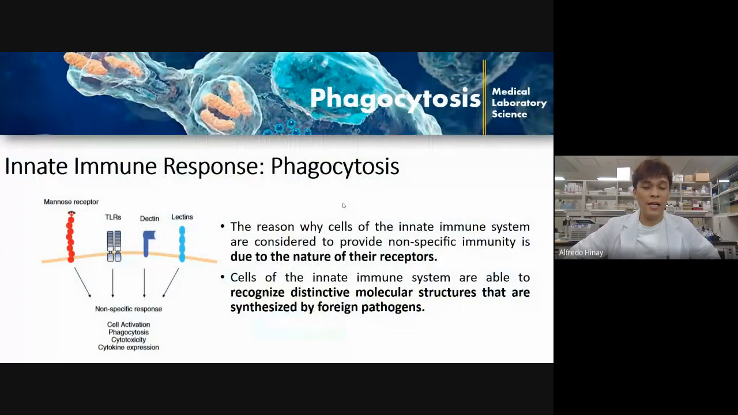As I mentioned earlier, phagocytosis is still part of your innate immune response. The reason why cells of the innate immune system are considered to provide non-specific immunity is due to the nature of the receptors. We have different receptors. If you observe on the slides, you have your mannose receptors, your TLRs, your dectins, and your lectins.